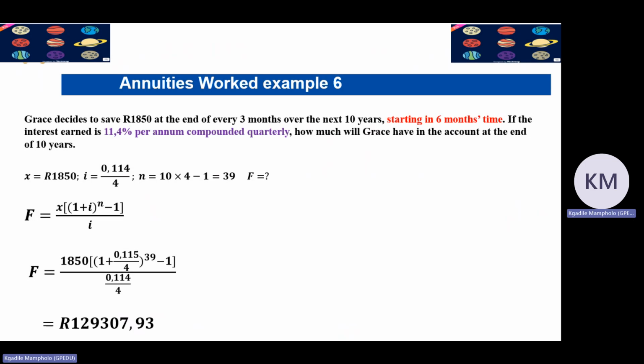So then you substitute. If this is the case, it means Grace will have 129,307 rand 93 cents at the end of the 10-year period, if 1,850 is deposited every 3 months, starting in 6 months' time, with the interest at 11.4% per annum compounded quarterly.